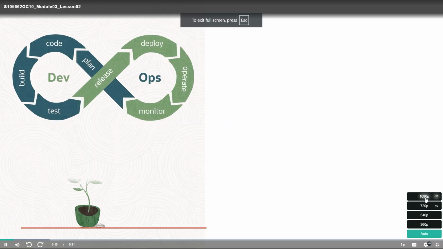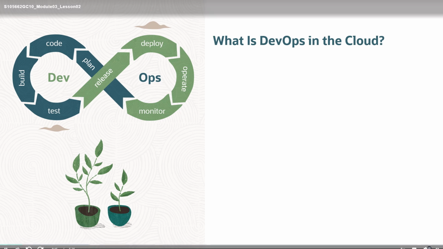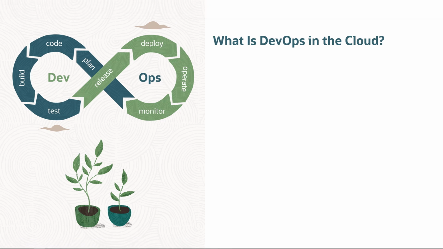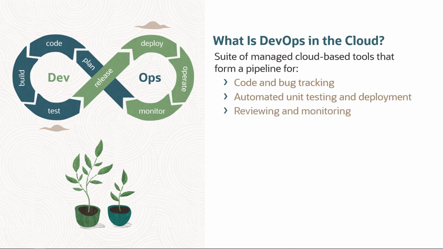Before we define the specifics of OCI DevOps as a service, let's generally define DevOps in the cloud. DevOps automation is becoming cloud-centric. Most public and private cloud computing providers support DevOps systematically on their platform, including continuous integration and continuous development tools. This tight integration lowers the cost associated with on-premises DevOps automation technology and provides centralized governance and control for a sound DevOps process. DevOps in cloud is a suite of managed cloud-based tools that forms a pipeline for code and bug tracking, automated unit testing and deployment, and reviewing and monitoring.